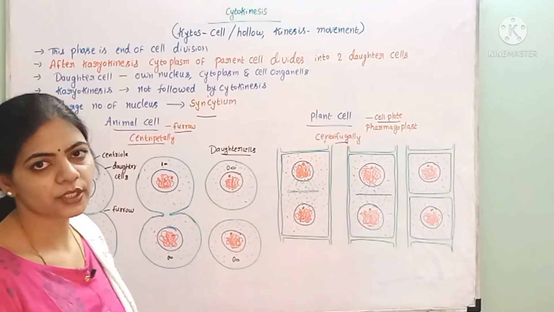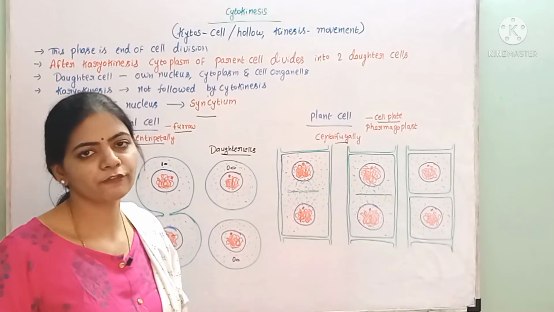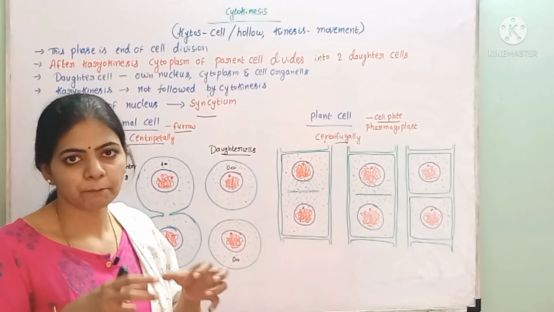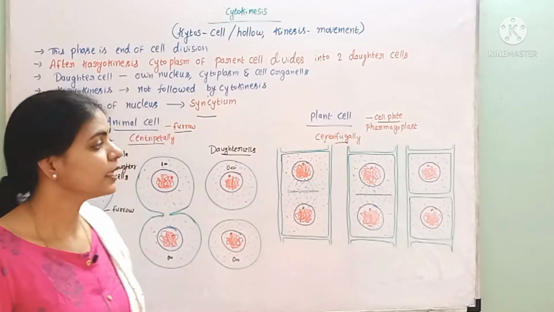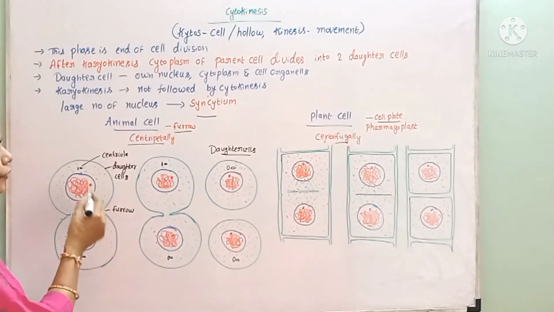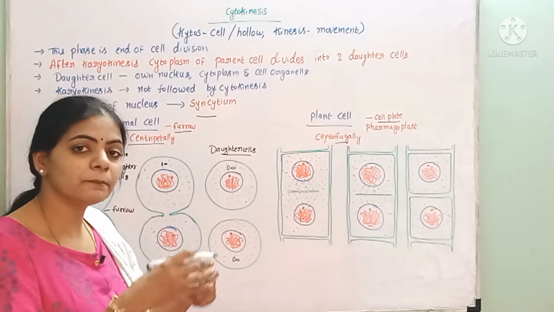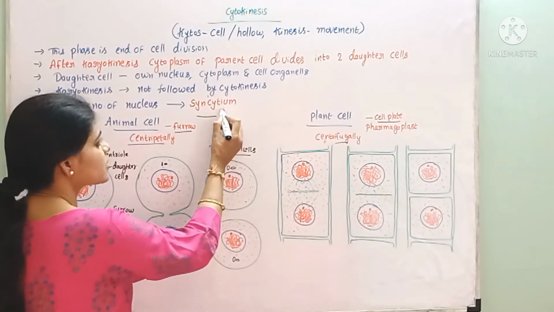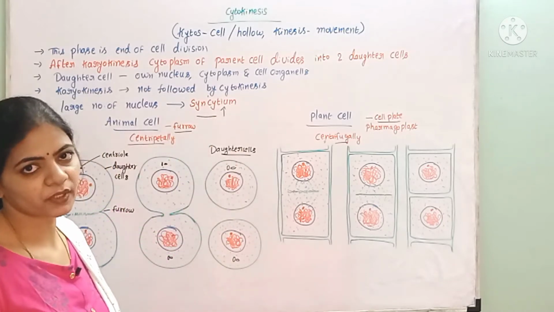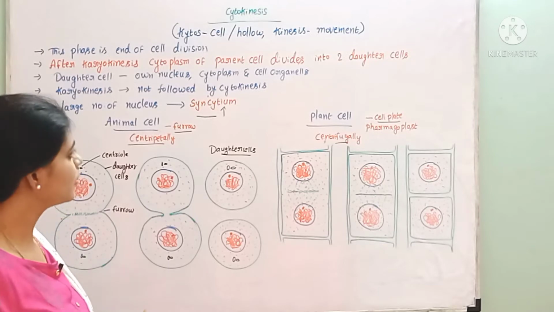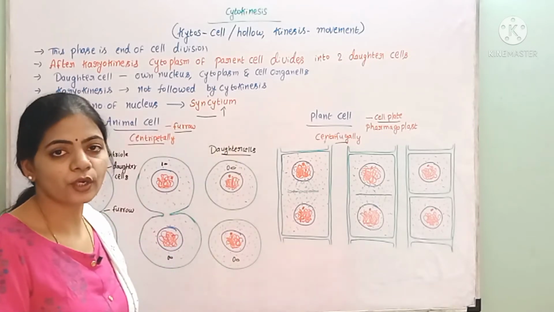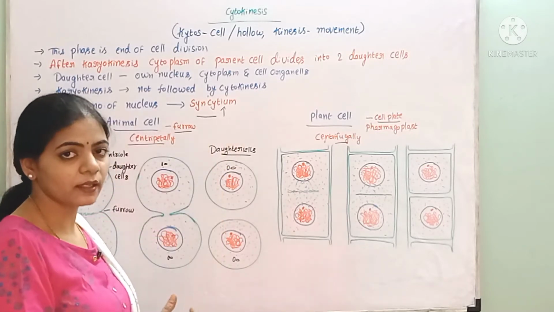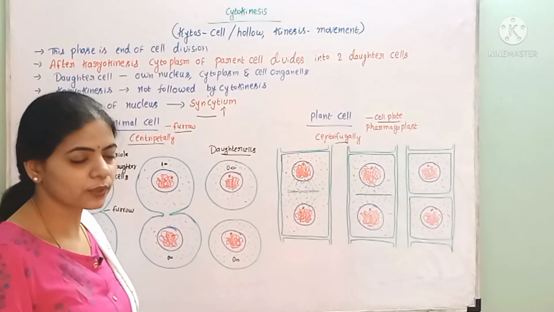And in some conditions, karyokinesis is not followed by cytokinesis. That means what? The nucleus divides, but the cytoplasm does not divide. In that condition, a cell with cytoplasm which contains many nuclei is seen. That condition, the cell with many nuclei, is called syncytium. This condition is seen in some examples like coconut. In the liquid endosperm of the coconut, this syncytium condition is seen where the cell consists of many nuclei.